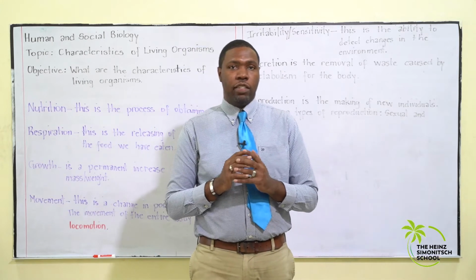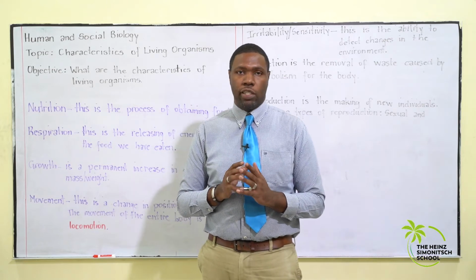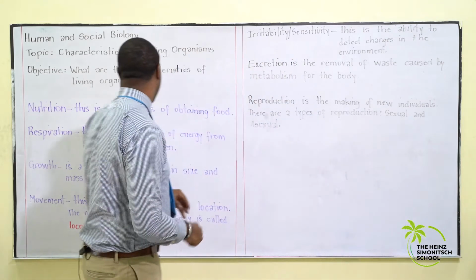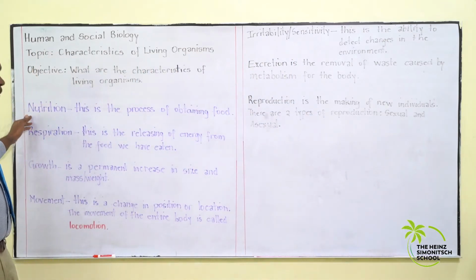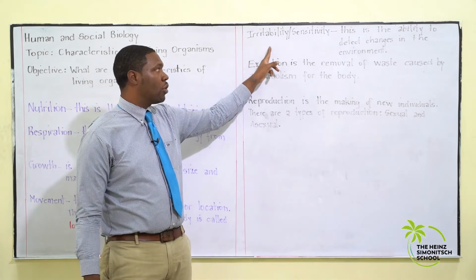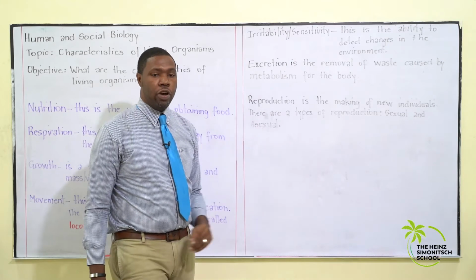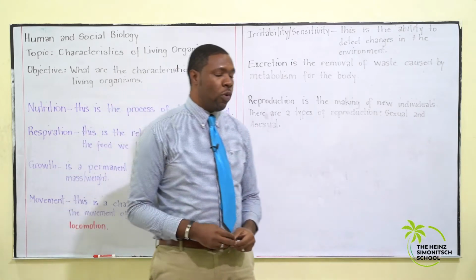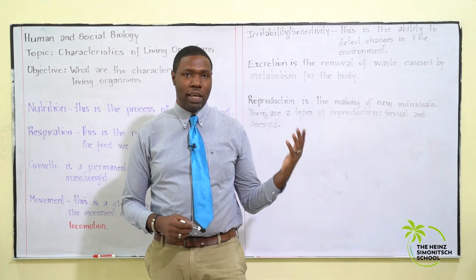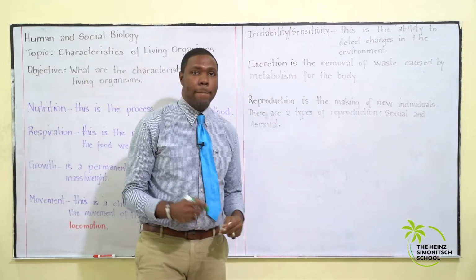So there you have it. All living organisms must display 7 characteristics. These are nutrition, respiration, growth, movement, irritability, sometimes called sensitivity, excretion, and reproduction. And there's a simple way of remembering these 7 functions. We can use the acronym Mrs. Gren.